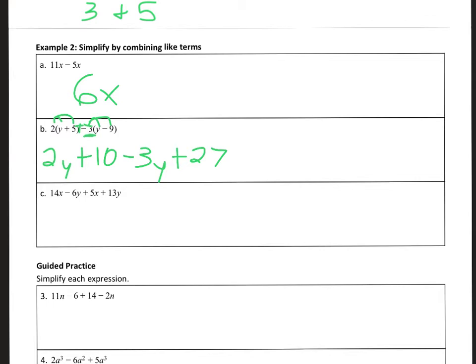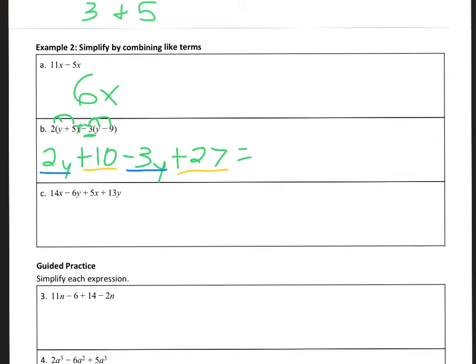We treat this 3 right here as a negative 3. So negative 3 times y, negative 3 times negative 9. And from there, I'm going to mark these off as like terms. So 2y and negative 3y are like terms in that expression. 10 and 27 are like terms in that expression.